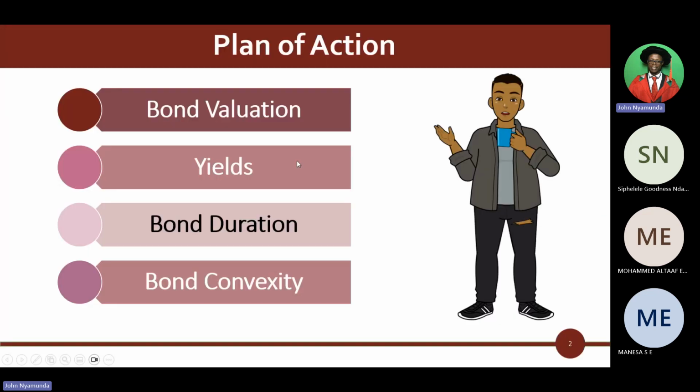So we are doing bonds. We are going to do bond valuation, bond yields, bond duration. And if we are good enough or fast enough, we're going to do bond convexity. If we cover all this in 1.5 hours, ladies and gentlemen, it will really be worth your while. But we can only cover all this if we are participating and if we are quick.